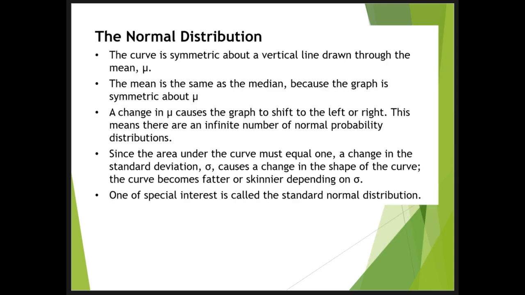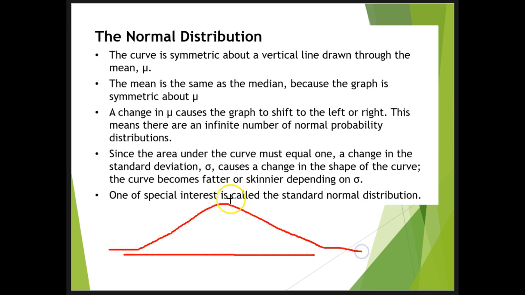So these are some important attributes of a normal distribution. The curve is symmetric about a vertical line drawn through the mean, mu. So we've got our normal distribution. The curve is symmetric. It can be reflected on both sides. It's the same. And this middle here, this is the mu. The mean in this case is the same as the median because the graph is symmetric.